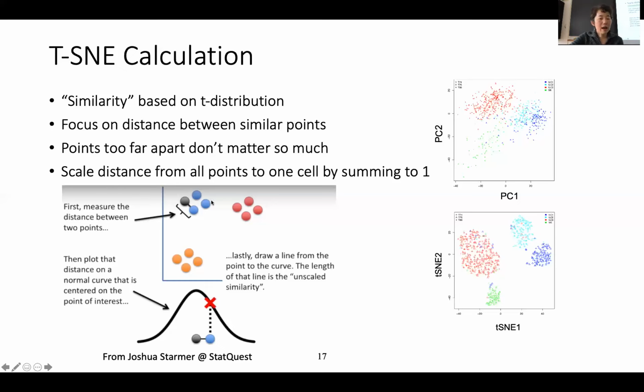Okay, so for each point, you calculate its distance to all the other points, and then each is scaled by this t distribution, and then you also sum them up to 1. And then that is kind of the distance matrix. So for example, if you have single cell data, say if you do PCA, you might see something like this.